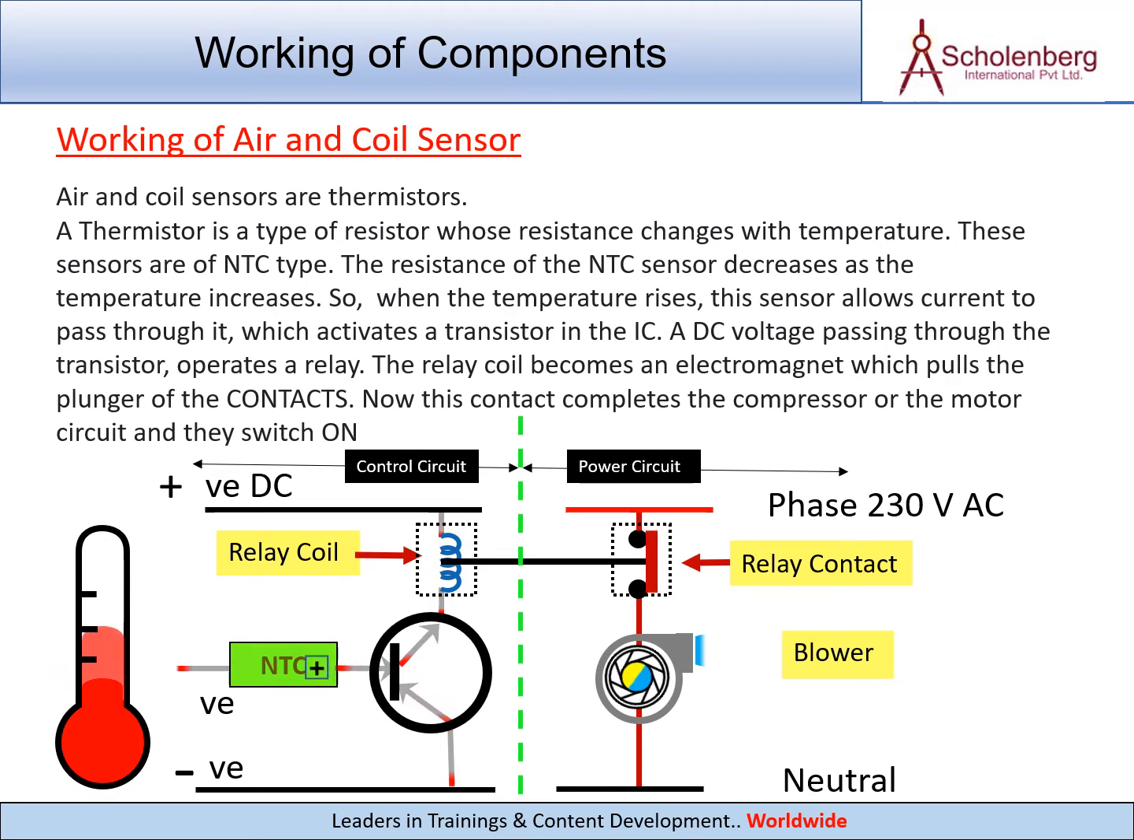So, when the temperature rises, this sensor allows current to pass through it, which activates a transistor in the IC. A DC voltage passing through the transistor operates a relay. The relay coil becomes an electromagnet which pulls the plunger of the contacts. Now this contact completes the compressor or the motor circuit and they switch on.